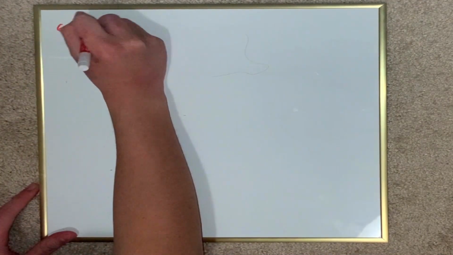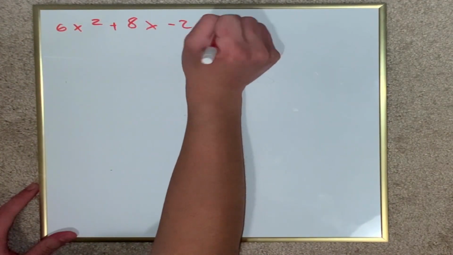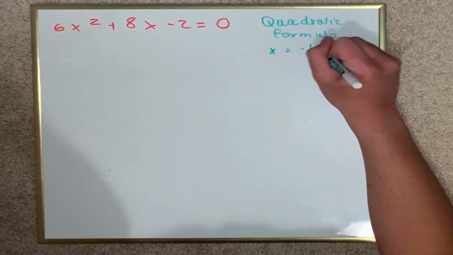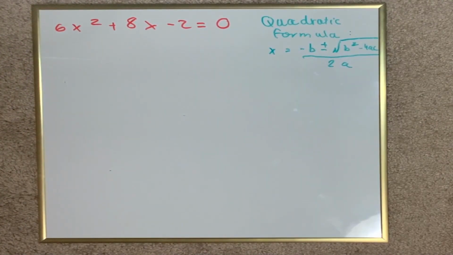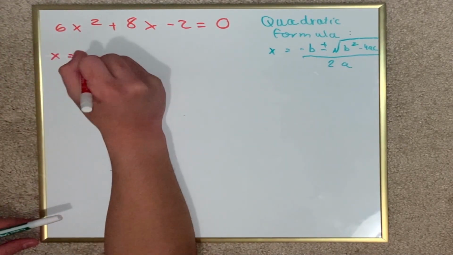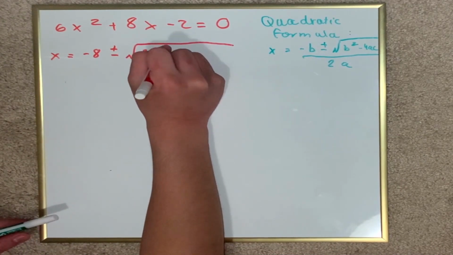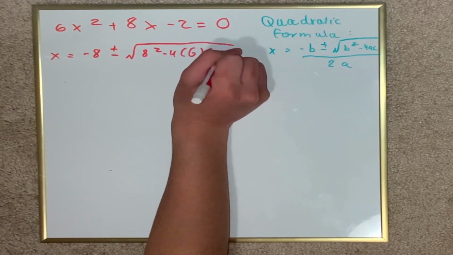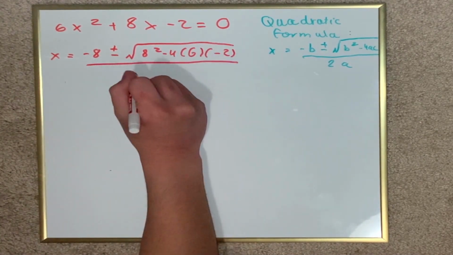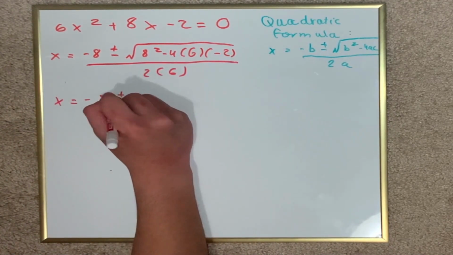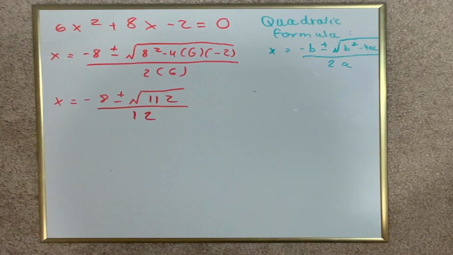Now that we've gotten the formula, which is 6x squared plus 8x minus 2 is equal to 0, we can now use the quadratic formula, which is written in the corner for your reference in green. Now we plug everything into the quadratic formula, and we get x is equal to negative 8 plus or minus the square root of 8 squared minus 4 times 6 times negative 2, divided by 2 times 6, which is equal to negative 8 plus or minus the square root of 112 divided by 12.